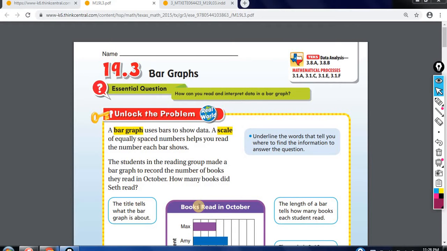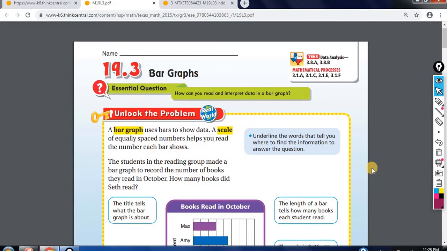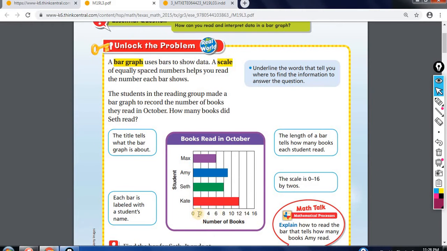So we have a bar graph uses a bar to show data. Here's the bar. A scale of equally spaced numbers helps you read the numbers each bar has. So here's your scale right here. It's very important for you to see the scale because sometimes you're going to have a bar that falls in between. And that is the objective here. Aside from reading it normally where it falls here equally, the activity where you have to figure out that the bar falls in the center is a skill that you need to determine how to solve.